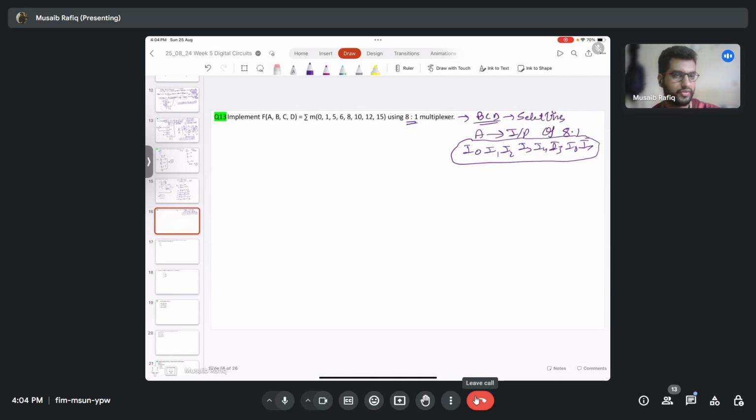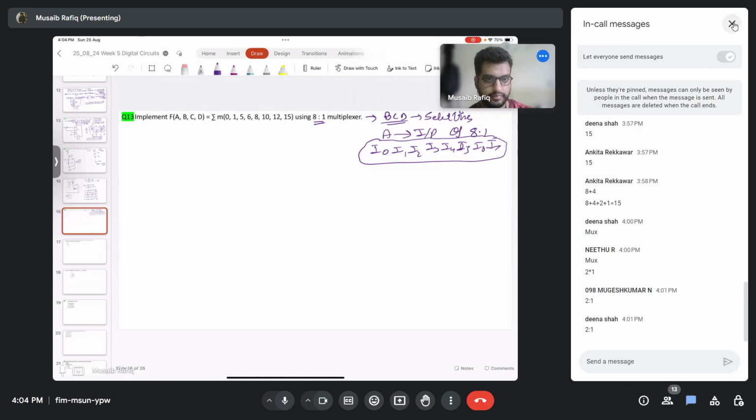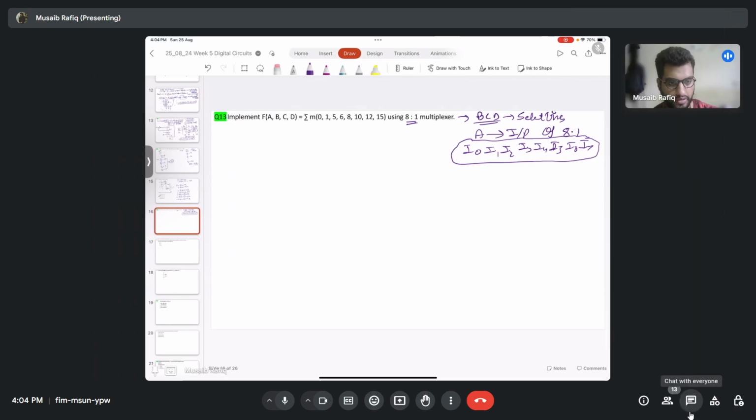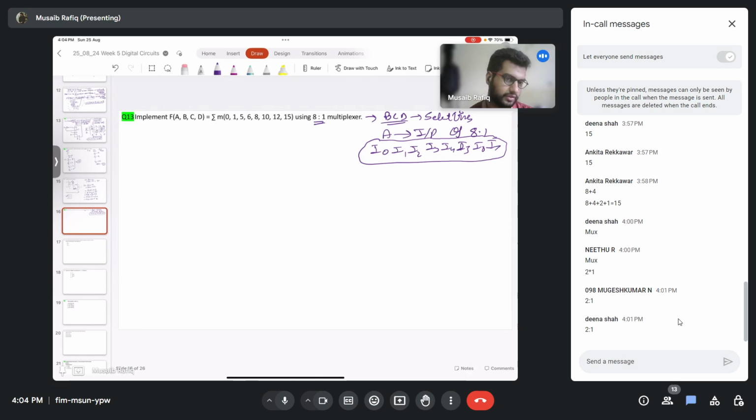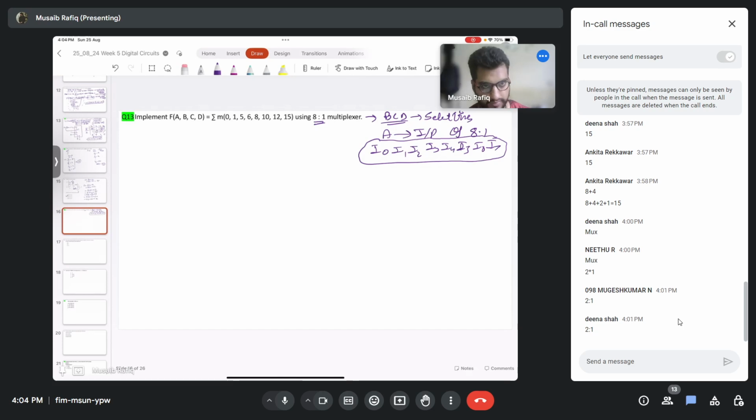So you have to implement this function using an 8 is to 1 mux with BCD as your select lines and A as your input. Can you do it? I have shown how to do it for a three variable system. I think applying that logic you will be able to do it. Any question? Somebody raised a hand. Any doubt?